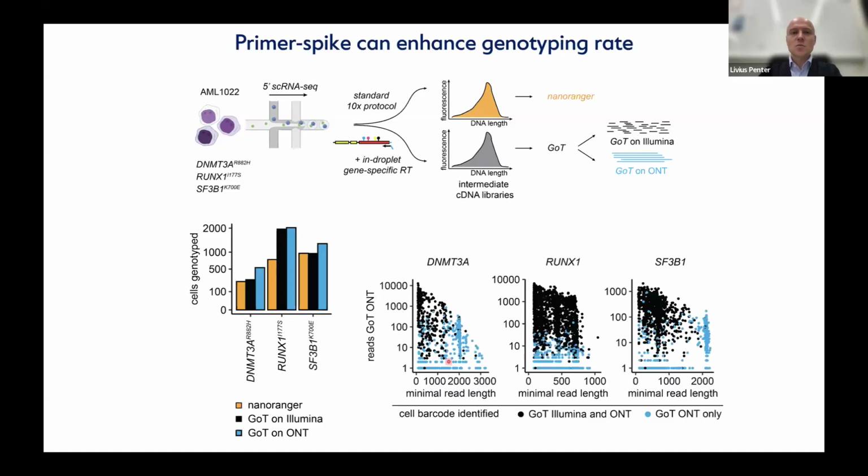And what was interesting is that the combination of primer spike-in with long-read sequencing was actually most effective, and that's because if you do Illumina sequencing, you can actually only sequence molecules up to a length of about 1.5 kb. If you want to sequence longer transcripts, you need to use Oxford Nanopore sequencing or PacBio or any other long-read sequencing platform.